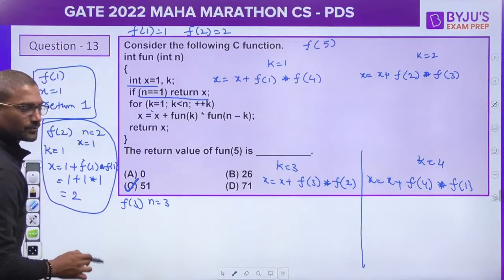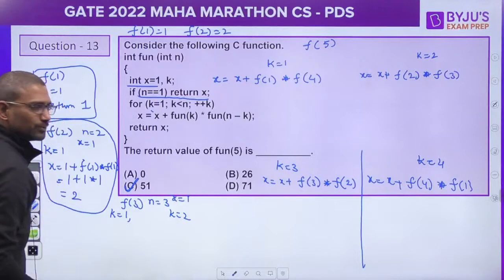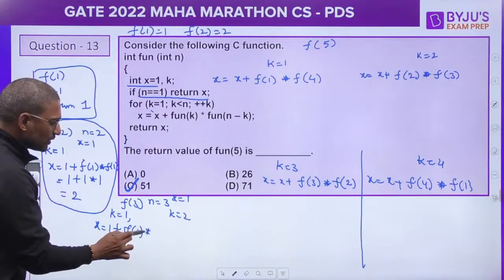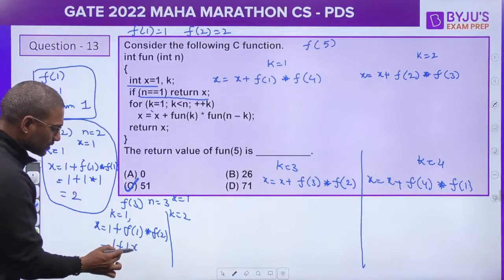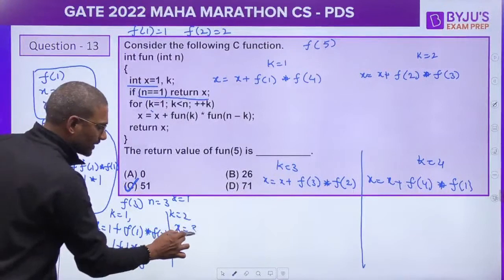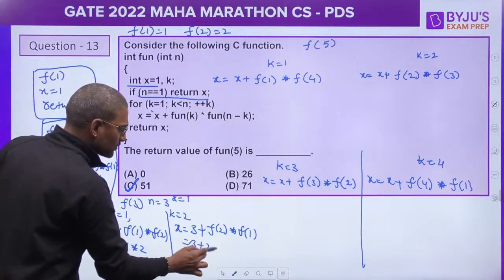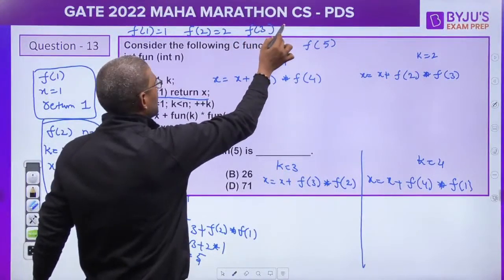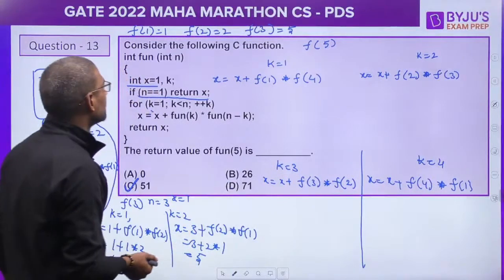Here n is equal to 3. So the loop runs twice, when k is equal to 1 and when k is equal to 2. When k equals 1, x is equal to x plus, that is 1 plus f of k into f of 3 minus 1, 2. And we know f of 1 is 1, f of 2 is 2. So this is 1 plus 2, 3. x is 3. Now to the next loop it is forwarded. x is equal to x plus fun of k into fun of n minus k. This is 3 plus 2 into 1. This is 5. So what is f of 3 returning? Finally the x value, that is 5. Now f of 4, let us calculate.